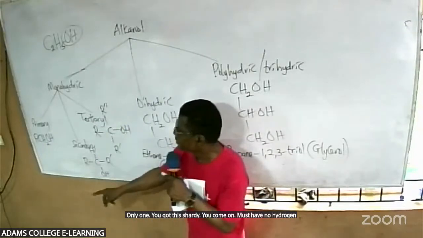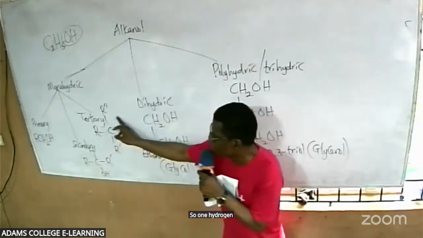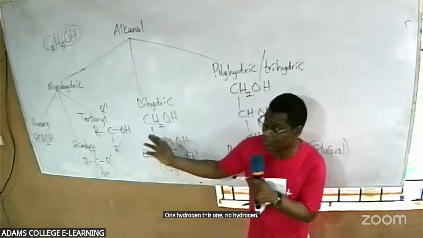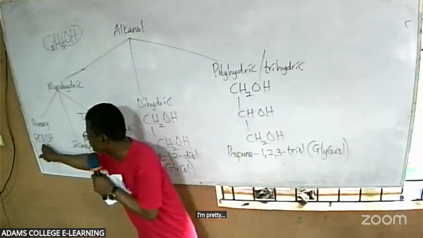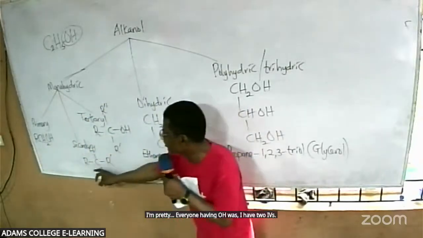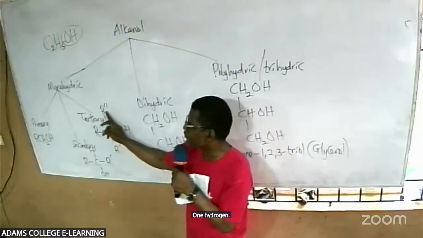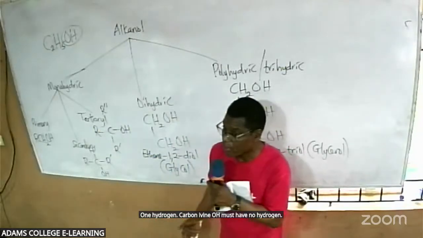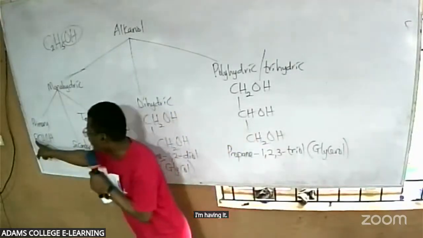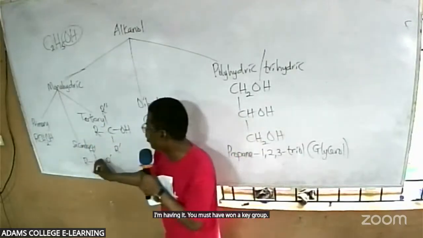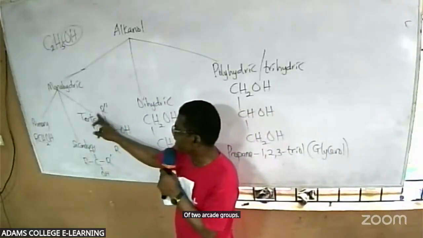No hydrogen. This one, 2 hydrogen. This one, 1 hydrogen. This one, no hydrogen. You'll see questions very soon. This one, carbon having OH must have 2 hydrogen. Carbon having OH must have 1 hydrogen. Carbon having OH must have no hydrogen. Another way of saying it: carbon having OH must have 1 alkyl group, 2 alkyl groups, 3 alkyl groups.